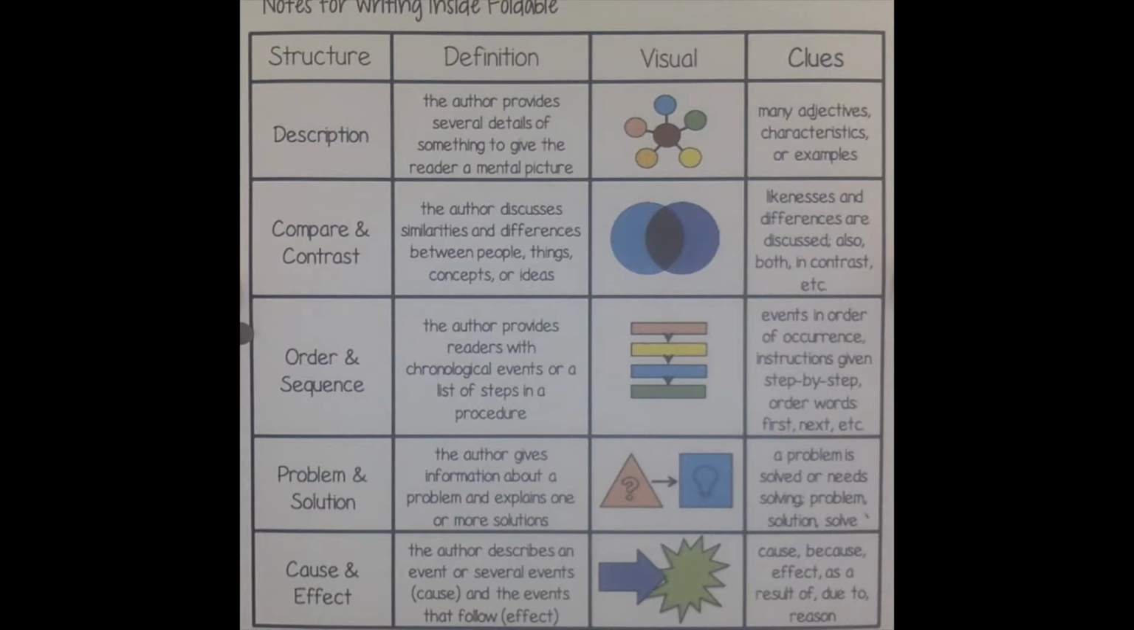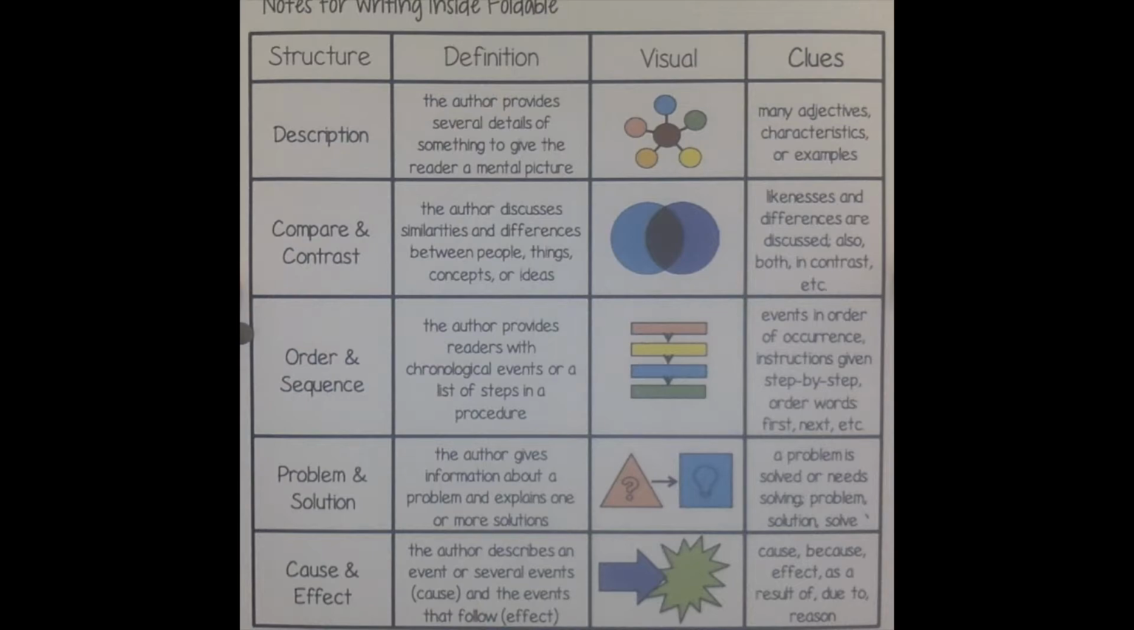The next text structure is order and sequence. In order and sequence, the author provides readers with chronological events or a list of steps in a procedure. So the clue words here are the events in order of occurrence. So I'll find words like first, second, third. Also instructions are given step by step. And then again, these order words of first, next, and etc. So it's chronological. It starts from the beginning to the end, or we also call this one order and sequence.